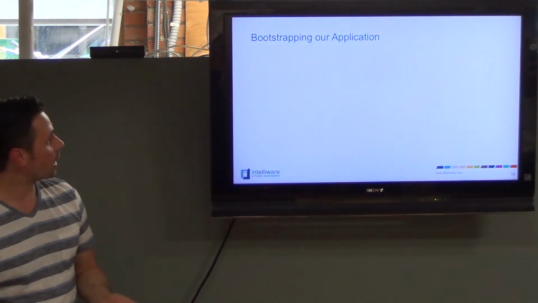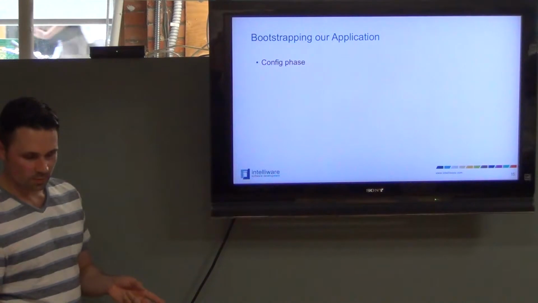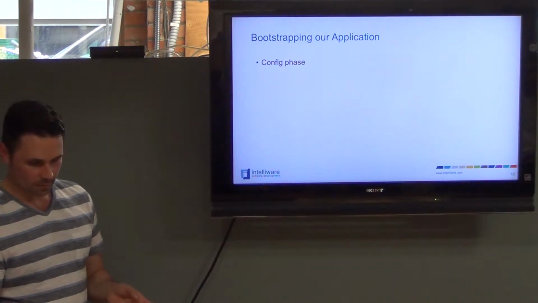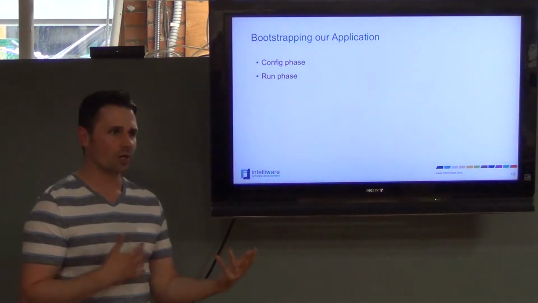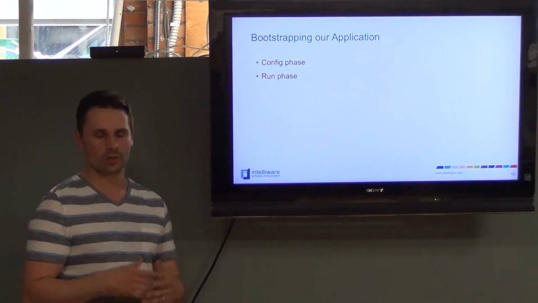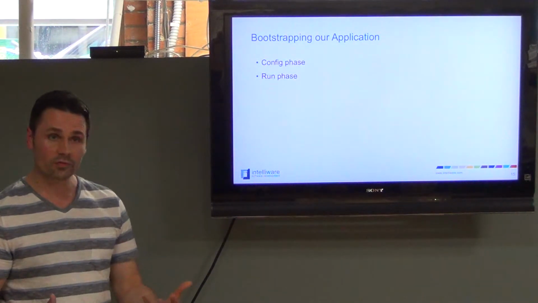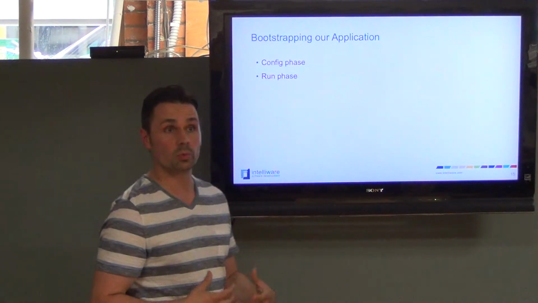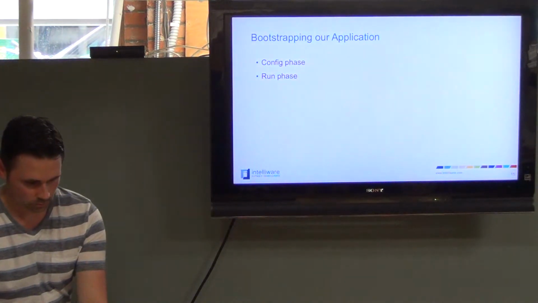So when we bootstrap an application, there are actually two phases. There's a configuration phase, and there's also the run phase. In the configuration phase, we've seen it already where we've used .controller or .factory. That's where we're able to declare things. In the run phase, we actually start working with instances of these objects. I'll show you what I mean by that.